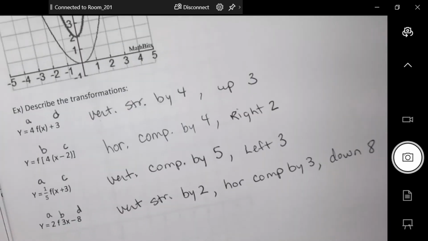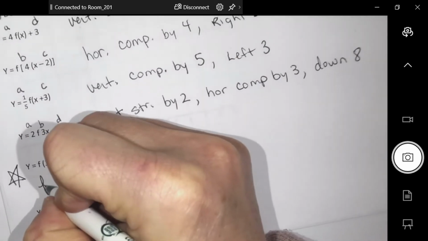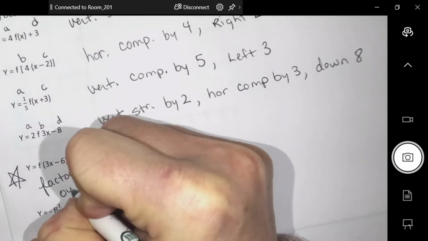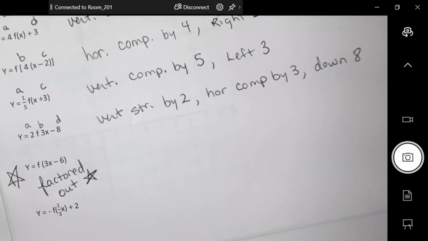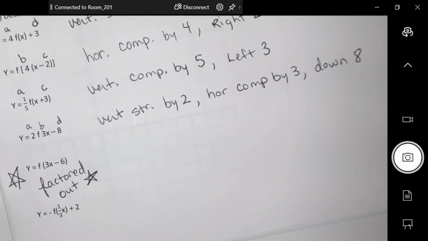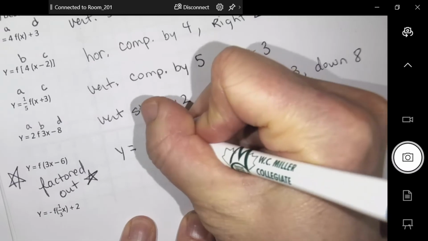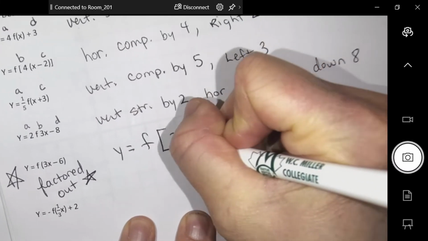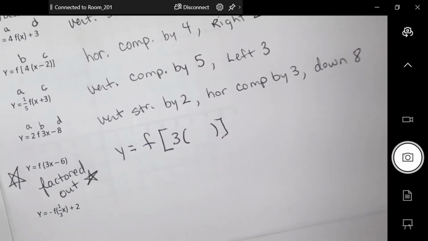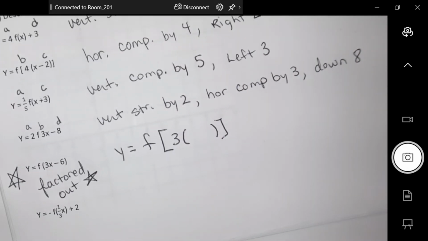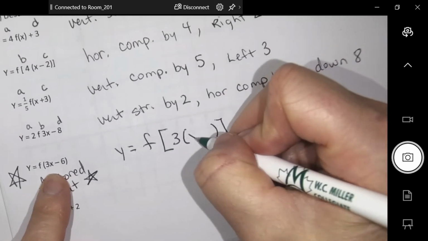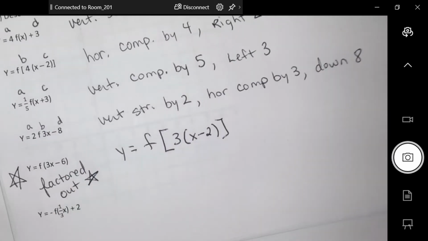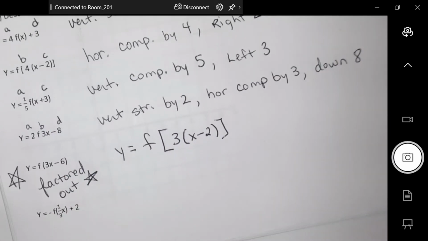The 3 needs to be outside of a bracket. Factored out. You got it. It's not looking how it's supposed to. If you have a B value, you have to have it factored out. So I'm going to take that 3 out of the bracket part, and then it leaves me with X minus 2. Okay, do you see what I did there with the 6?